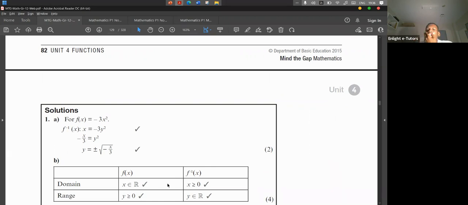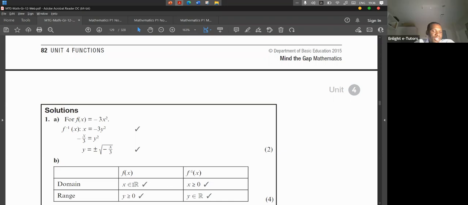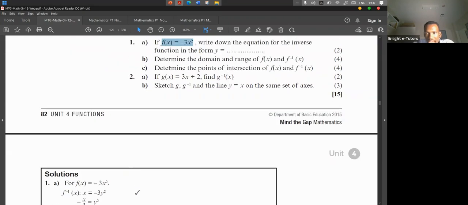And then for the inverse of f(x), what you do is you just flip these, because it's an inverse. Now the range is going to be the domain, and the domain is going to be the range. You understand? It's the inverse. One domain becomes the other's range, and the other's range becomes the one's domain. That's it.